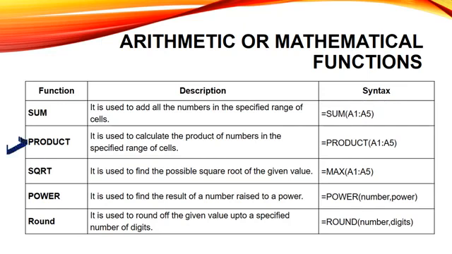Next function we have is the product function. The product function is generally used to calculate the product of the numbers. Product means to multiply the numbers. So this function is generally used to multiply the numbers which are given in the cells, or which are given in the specified range of cells which we have selected.